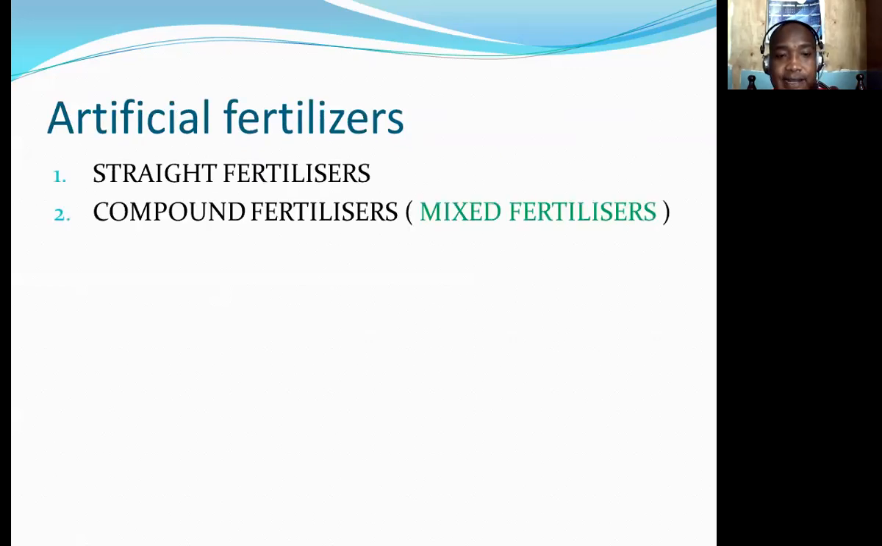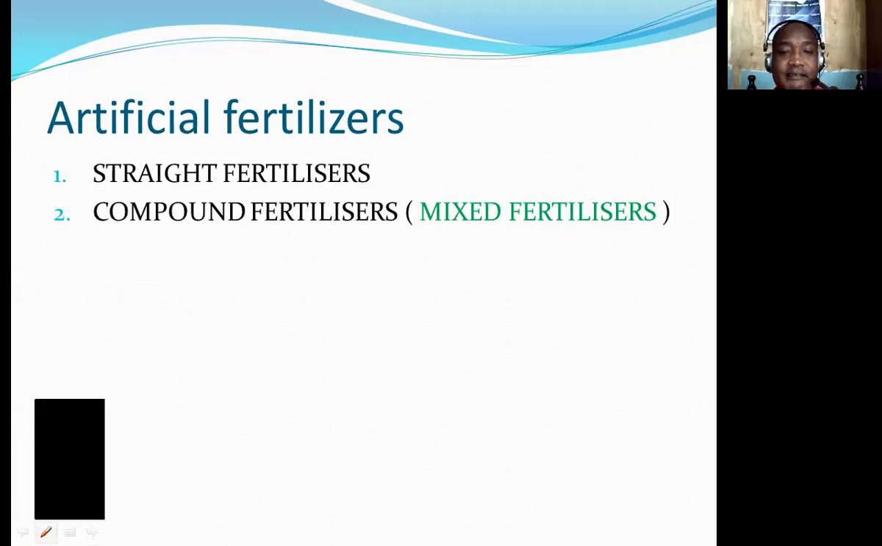Now, in our last part, we want to see artificial fertilizers. Pupils, artificial fertilizers are inorganic manures. They contain specific nutrients. They are made artificially in factories. The inorganic fertilizers are divided into 2.